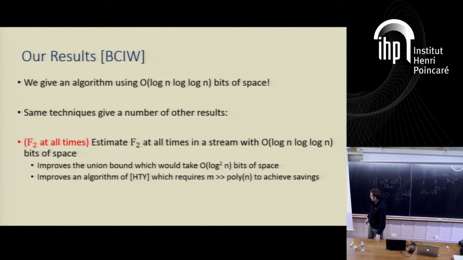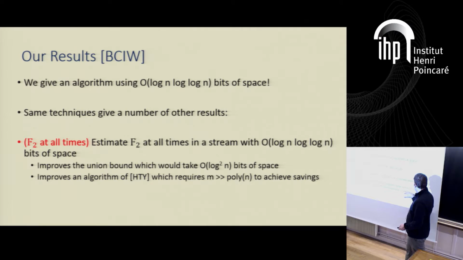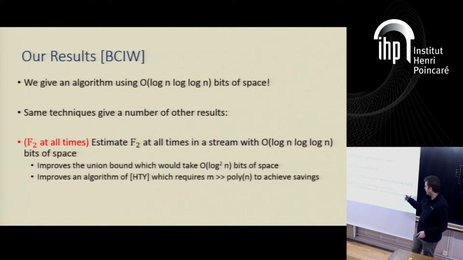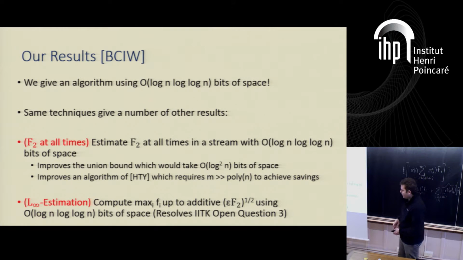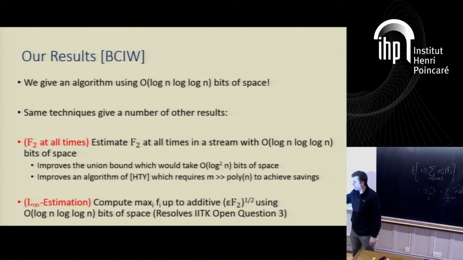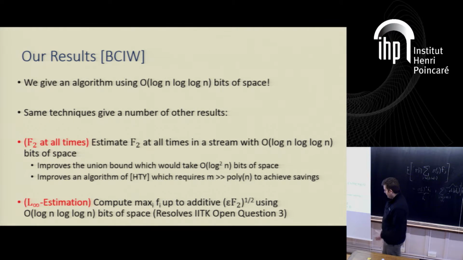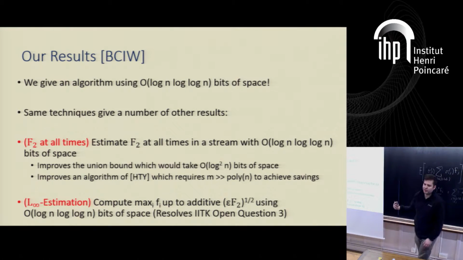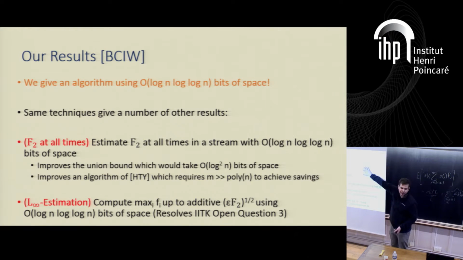This improves an algorithm of Yi et al. and others, who got some savings, but they always required log squared n bits of space. So they only got savings when m was sufficiently larger than poly n. There's also a natural problem: suppose I just want to compute the maximum frequency up to some additive error. This can be done with log n bits of space, whereas the previous approach would be log squared n bits of space. In this talk, I'll focus on the heavy hitters algorithm.